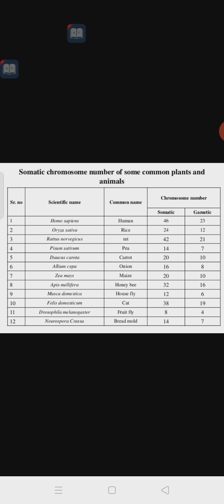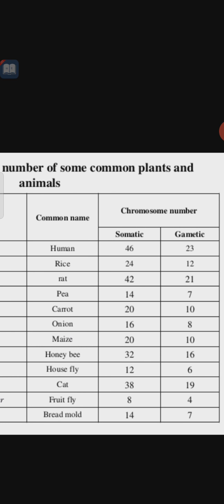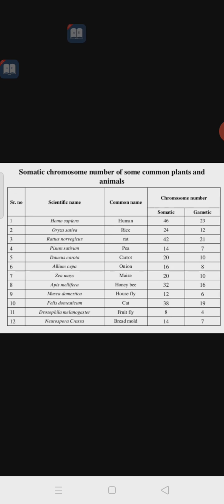Somatic chromosome number of some common plants and animals. Homo sapiens, that is the human, has 46 somatic, 23 gametic. Oryza sativa has 24 somatic, 12 gametic. Okay, means what? The total number of chromosomes is the somatic number. Gametic means the chromosomes related with sex. Rattus norvegicus, the rat, has 42 somatic chromosomes, 21 gametic. So this is the common thing, the somatic and gametic number of chromosomes.